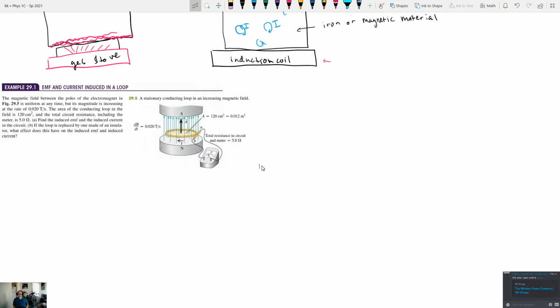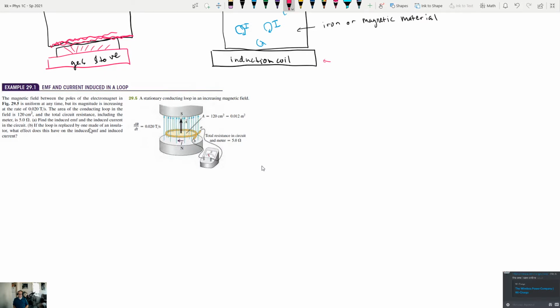The area of the conducting loop, so here's our conducting loop right here. It's hooked up to, I guess this is an ammeter. Voltmeter? It's either voltmeter or ammeter. It doesn't really say, it just says a meter. But it says the total resistance of this circuit plus the meter is 5 ohms. The area of the loop is 120 centimeters squared. We want to find the induced EMF and the induced current in the circuit.